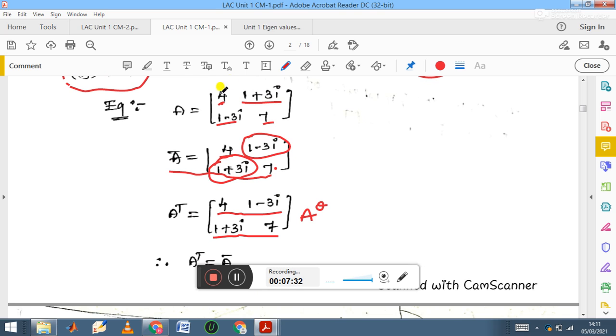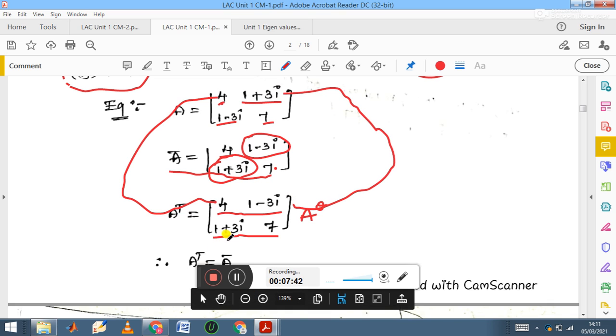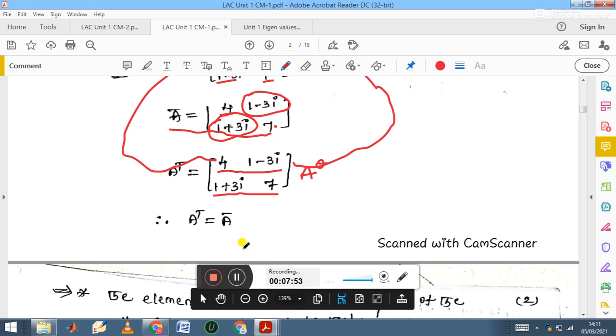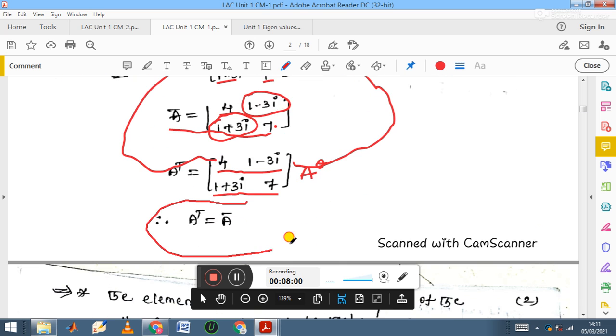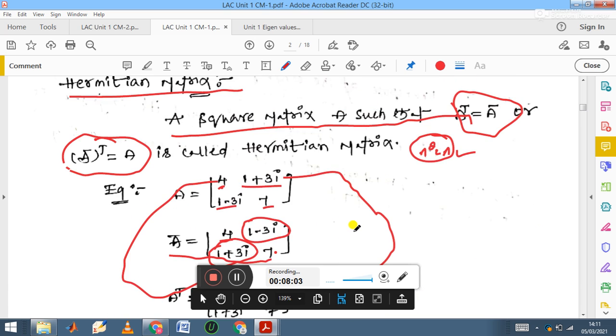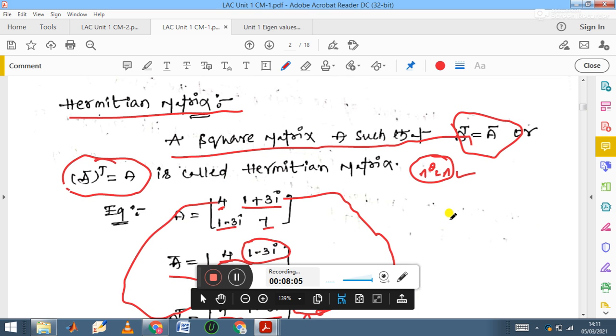So your given matrix A is 4, 1 plus 3i, 1 minus 3i, 1 plus 3i and 7. Here A transpose is equal to A bar, or you can say that A power theta is equal to A, right? Means the given matrix is this. If you take the conjugate, this is equal, means A transpose equals A bar. So your Hermitian matrix definition is satisfied.